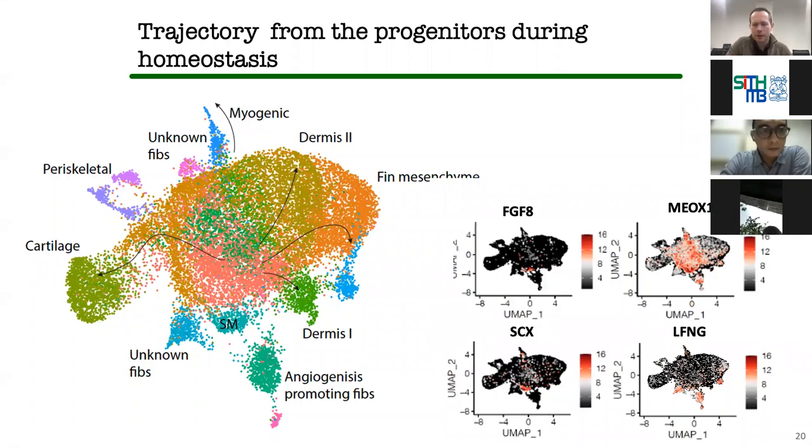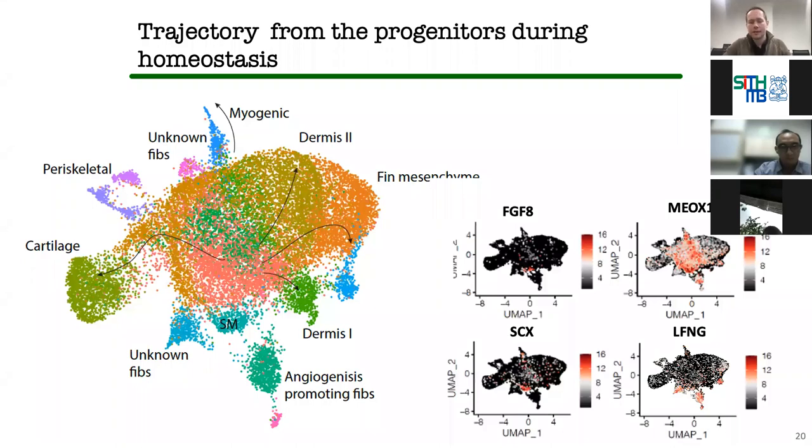What is very striking is that these cells are labeled by several factors, not just MEOX and scleraxis. We also see expression of FGF8, which most people are probably familiar with, and also lunatic fringe. Now, those aficionados who like somitogenesis know that lunatic fringe is very important during somitogenesis, but that's not what we're talking about here. This is expression in both homeostasis and regeneration as a stem cell marker.